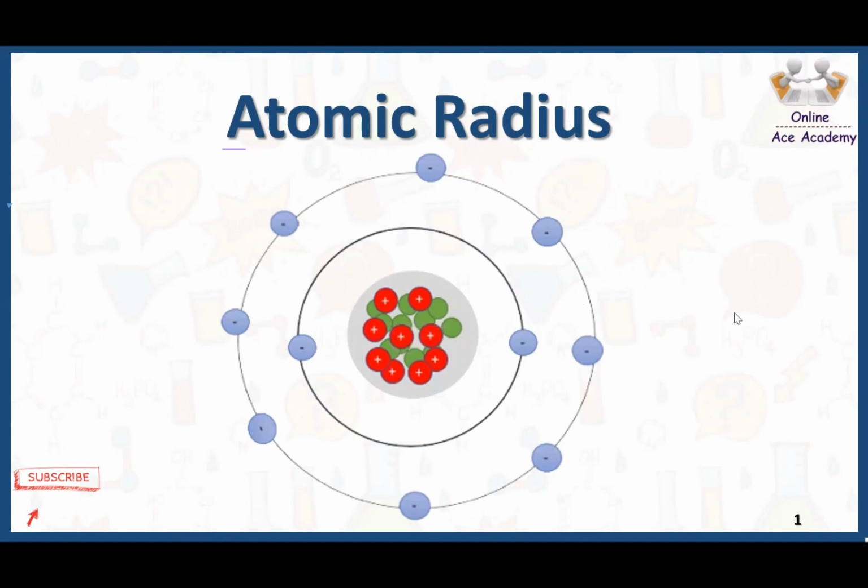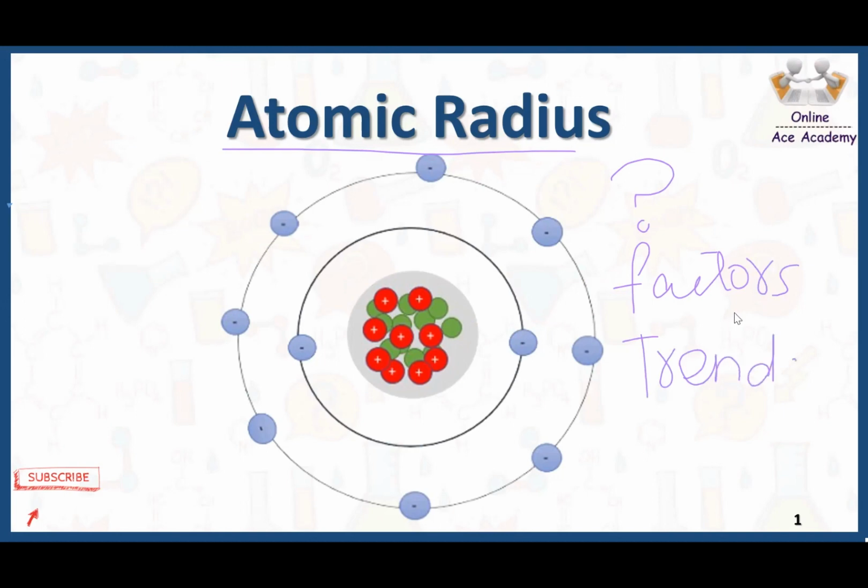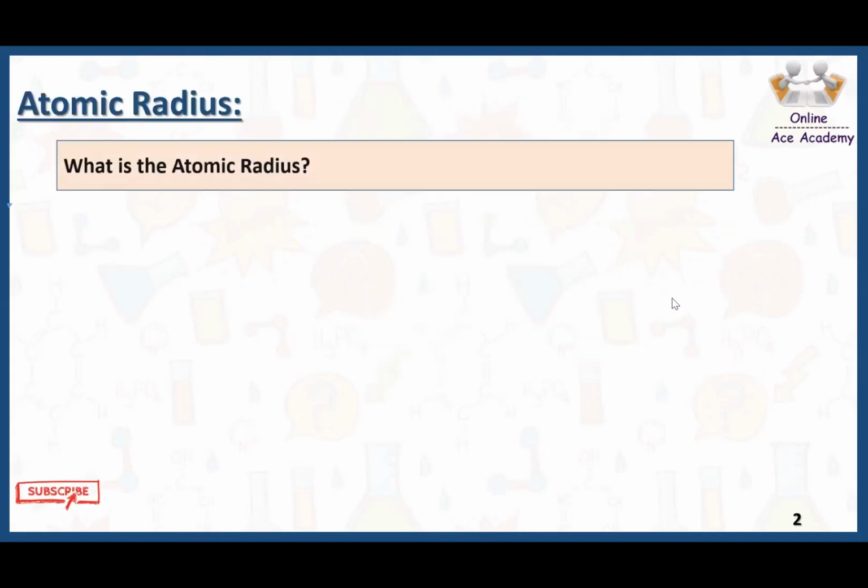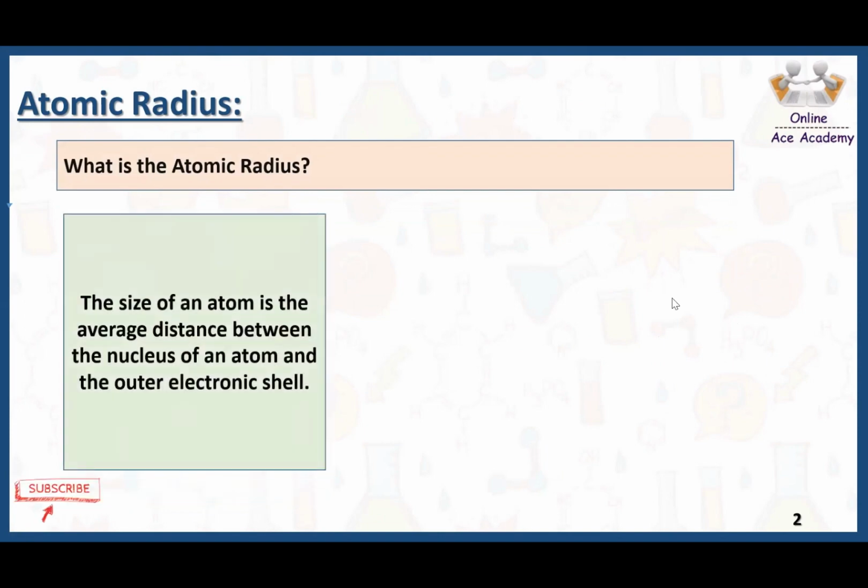In today's video, we are going to talk about what atomic radius is and what factors affect the atomic radius. Moreover, we are going to learn about the trends of atomic radius in a period and in a group. What is atomic radius? The size of an atom is the average distance between the nucleus of an atom and the outermost electronic shell, or the outermost electrons which are present in the last shell.